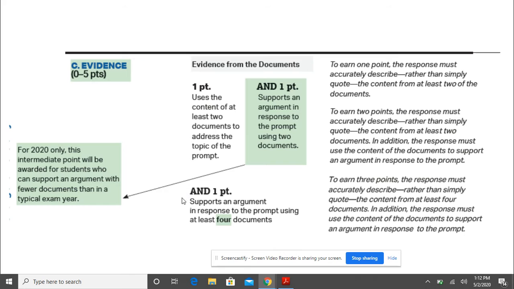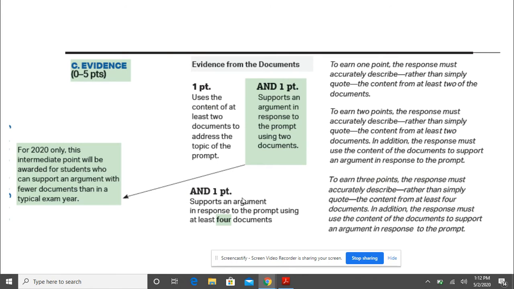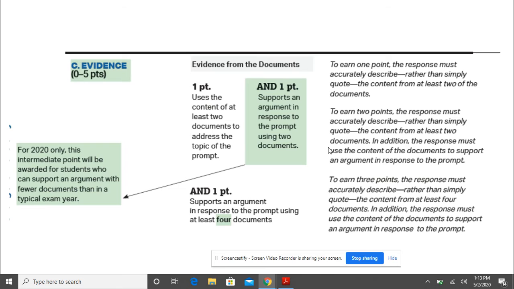Now, if you want this third point, you're going to need to use 4 of the 5 documents in response to the argument. Notice that's not 4 of the 5 addressing the topic, it's 4 of the 5 in response to the argument. That's the same kind of scale we saw with the other DBQ, because in that one it was 6 out of the 7. This one, though, it's 4 out of the 5.